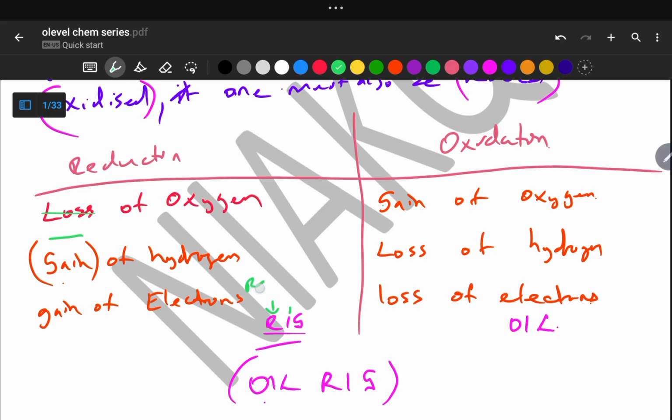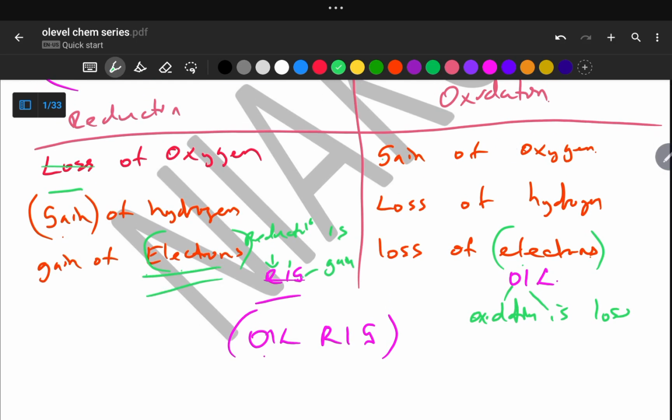So to explain this mnemonic, R represents reduction, I represents is, so reduction is gain in terms of electrons. And then OIL, oxidation is loss in terms of electrons. So this is what you must know in terms of electrons. You must simply memorize OIL RIG to explain redox reactions in terms of the movement of electrons, the electron transfer, right?